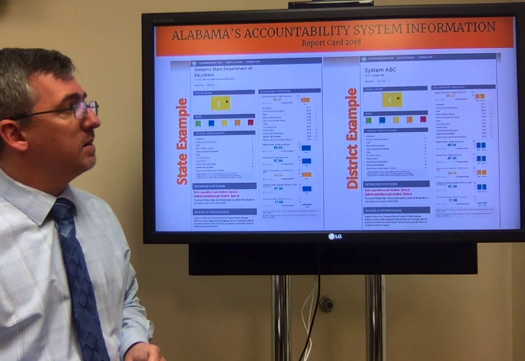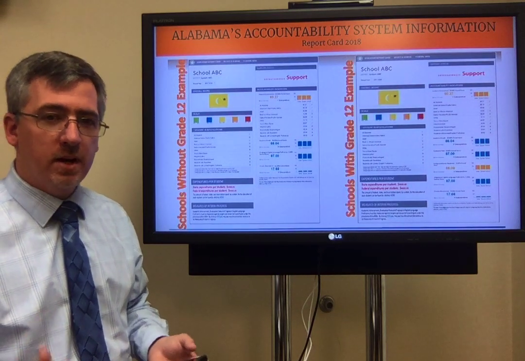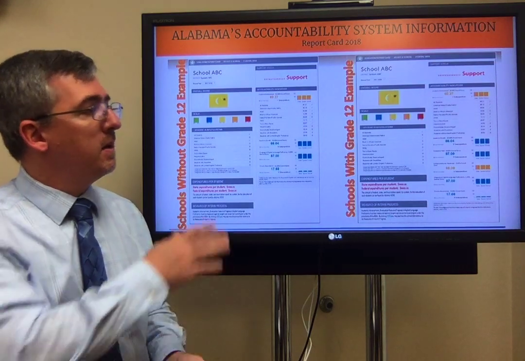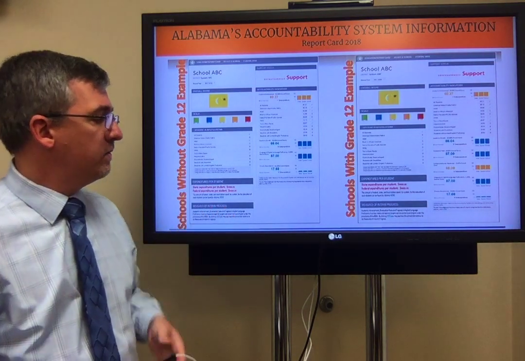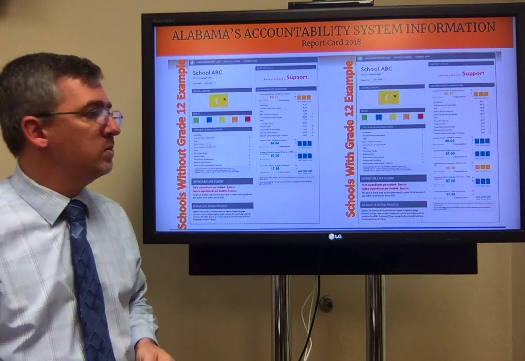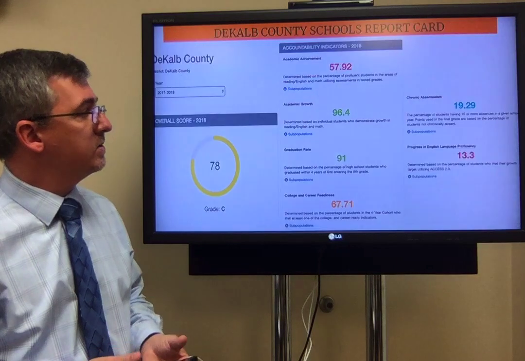There are several examples that are available on the State Department's website, so that will help you understand if you want to look at it. But if you'll notice, a lot of information up on these pages. But if you'll read down in the fine print, you will be able to understand. We're going to look at the major parts of DeKalb County's report card.